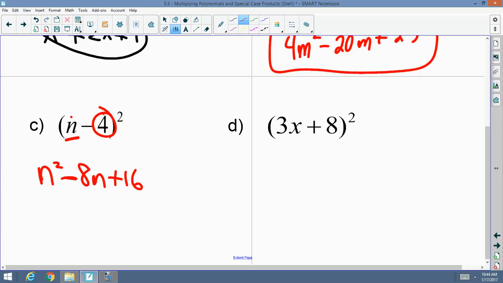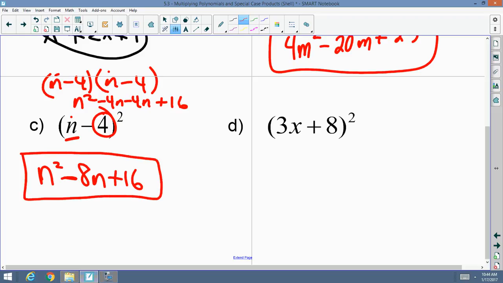For those of you that are looking at me like, what did he do? You could do it the long way. n times n is n squared. Minus 4n, plus 16. Negative 4n minus 4n is negative 8n. You're going to get to the same place. This is just way quicker. Make sense?